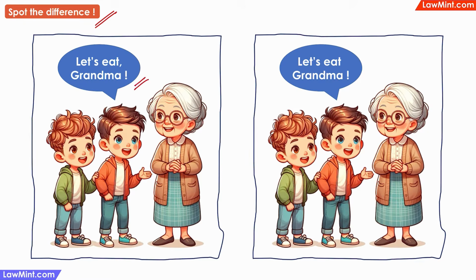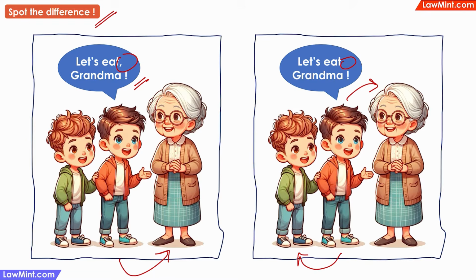In the first panel, the boy is saying, "Let's eat, grandma," which can be understood as the boy telling his grandma that they should eat something together, lunch or dinner or something. In the second panel, the comma is missing. So the sentence now reads, "Let's eat grandma," which can be understood as the boy telling his brother that they should eat their grandma. So the absence or the presence of a comma can completely alter the meaning of a sentence.